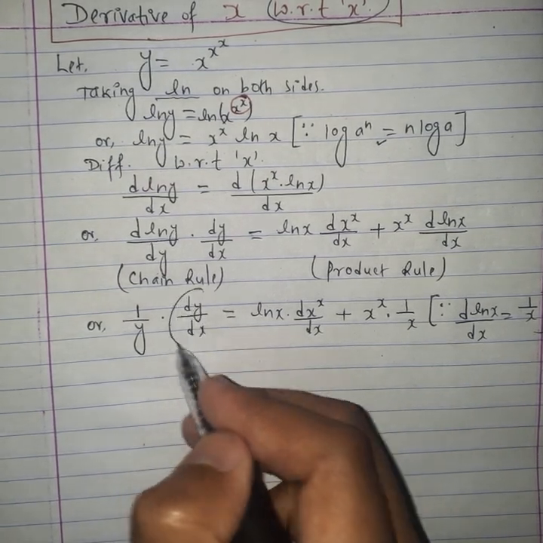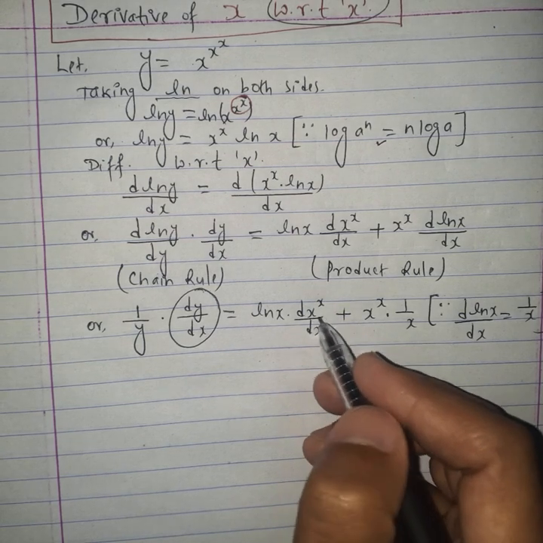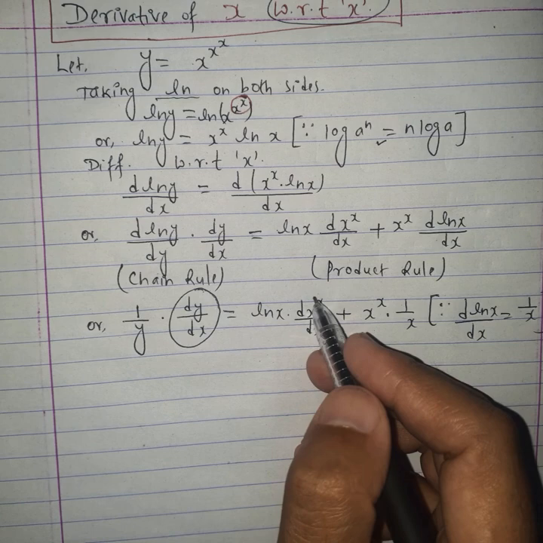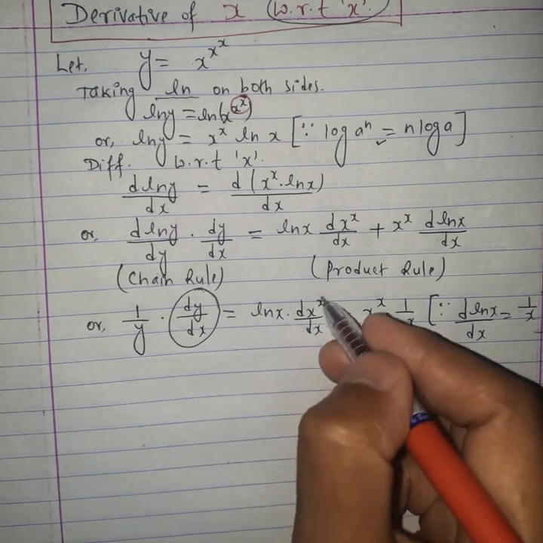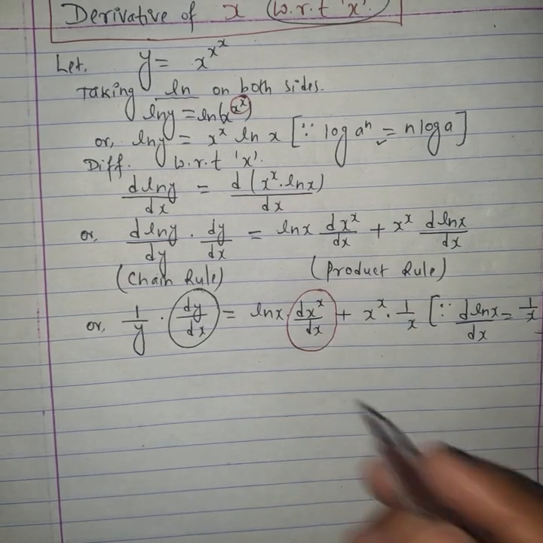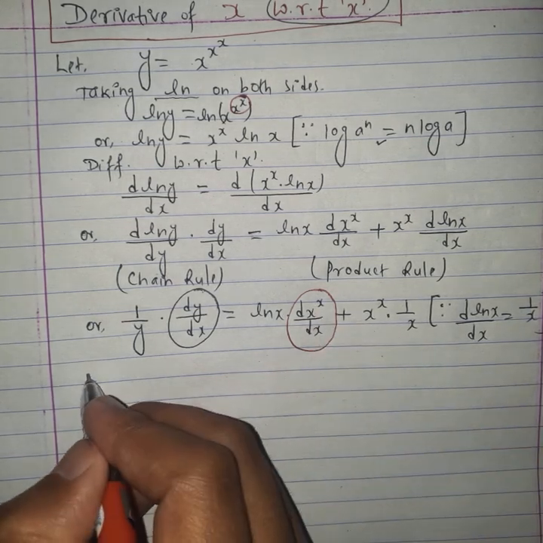Our target is to calculate dy over dx. Here the derivative of x to the power of x is going to be calculated. Let's calculate this derivative of x to the power of x with respect to x separately. Let's calculate it now.